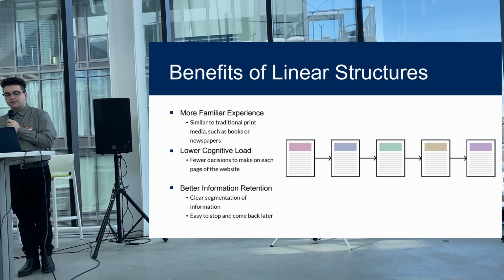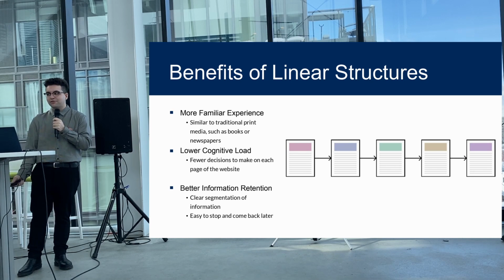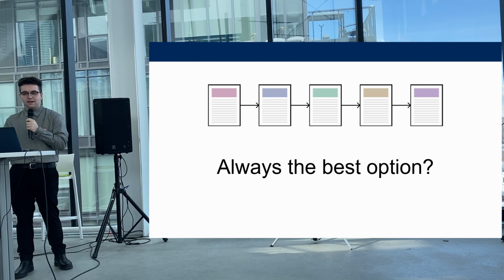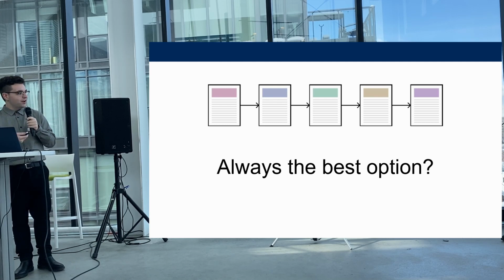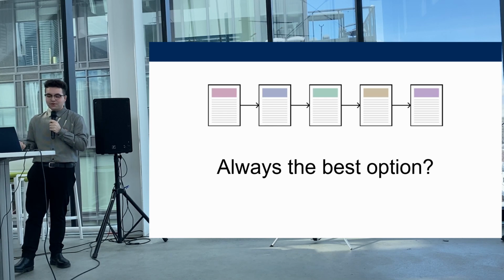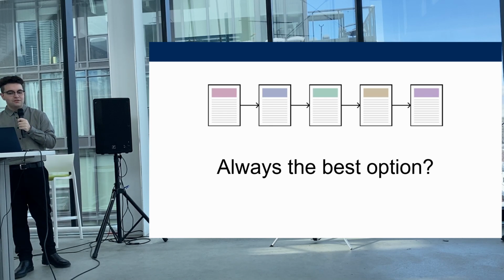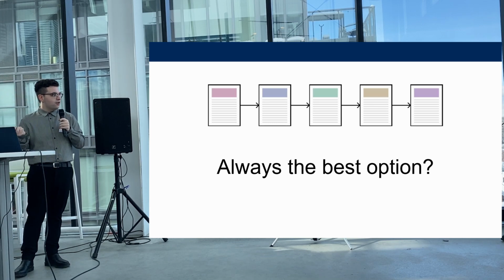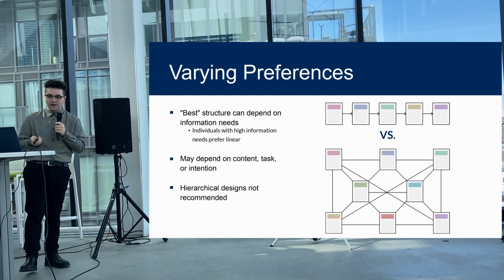And so I suppose I could stop there, but I did start by talking about how older adults are an incredibly diverse population, so that begs the question, how can I recommend this? Why can I say this is always the best option? And more recent research has actually shown that, while linear websites do work very well, they're not always the best option.